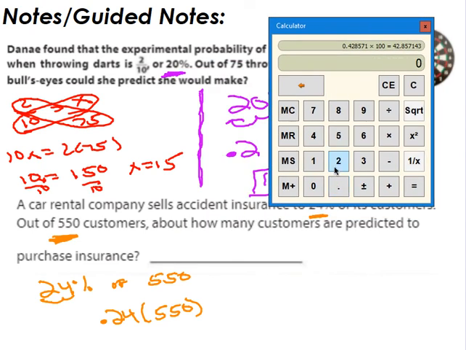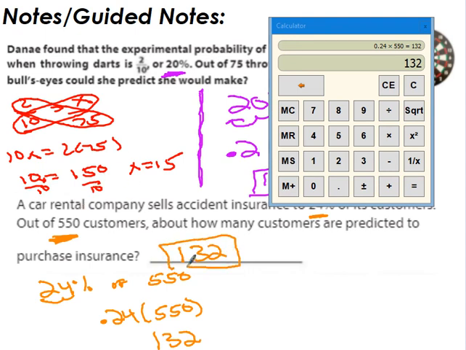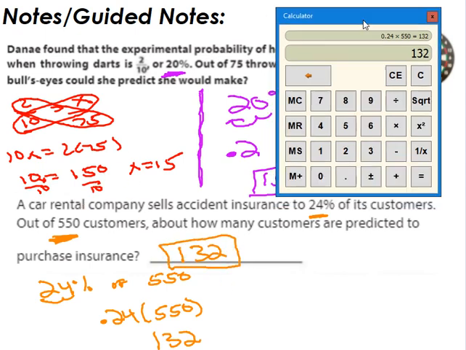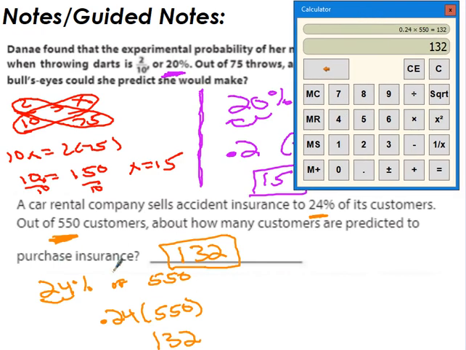So if I have 0.24 times 550, 132. That means we can predict that out of the 550 customers, 132 of them will buy the insurance. And that's it. I just change my percentage into a decimal, and then I multiply it by the total, so then I can make my prediction.